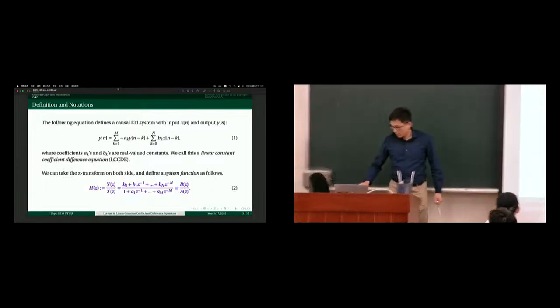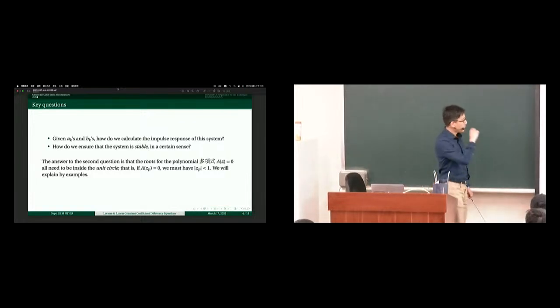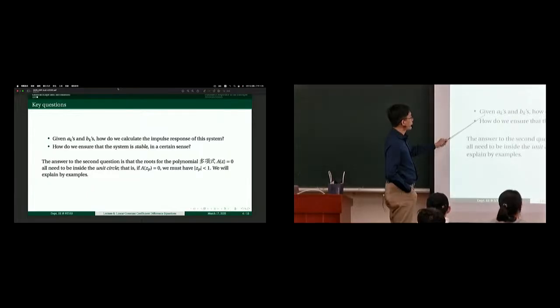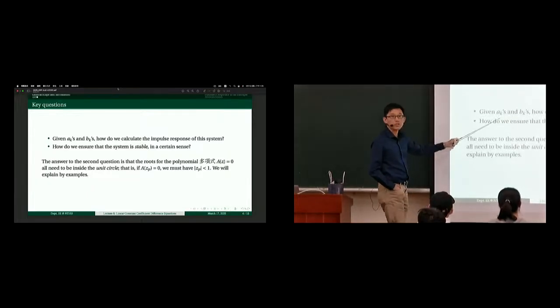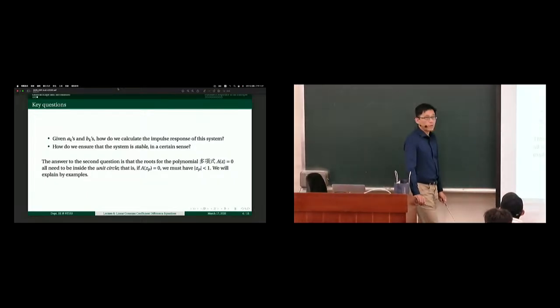So from here then, here comes the question. How do we calculate the impulse response of this system if we are given the coefficients? Okay, we're given this equation, how do we calculate the impulse response? And secondly, how do we ensure that the system is stable? Stability is an important thing. When we develop any kind of system, we want the system to be stable.